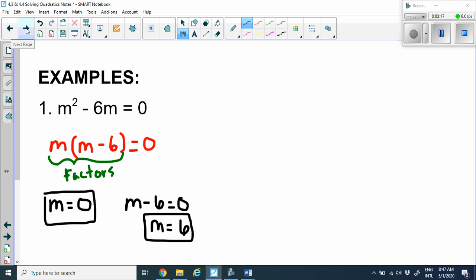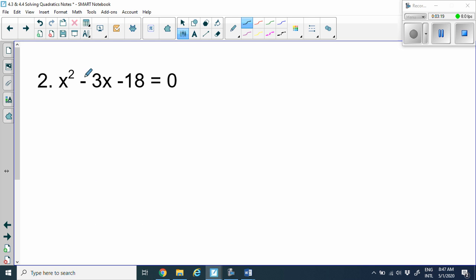Okay, let's go ahead and try the next one. We have x squared minus 3x minus 18 equals 0. Remember, when we do basically solve, we always want to make sure the equations are set equal to 0. We don't want anything on the other side. So since we have this already set equal to 0, we're good to go. Our next thing is to see if these three terms have anything in common. Well, they don't have a number in common other than 1, and they don't have any variables.